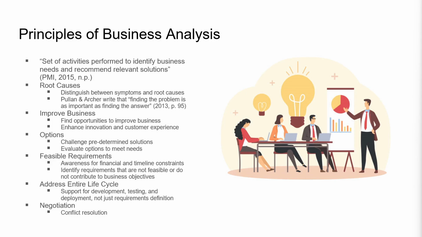The second principle is to improve the business by actively seeking opportunities to enhance innovation and the customer experience. The third principle is to provide options by challenging predetermined solutions and finding the best fit for the organization's needs. The fourth principle is creating feasible requirements by being aware of financial or scheduling constraints and identifying requirements that are not feasible or do not contribute to business objectives.